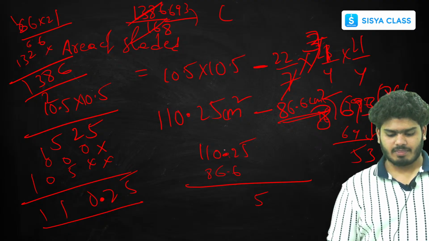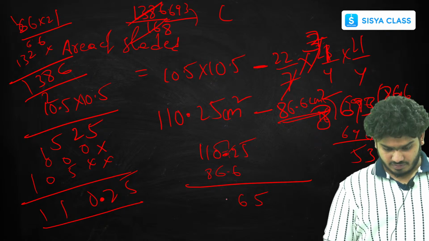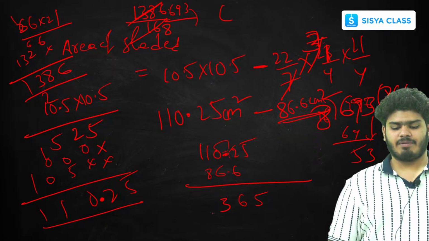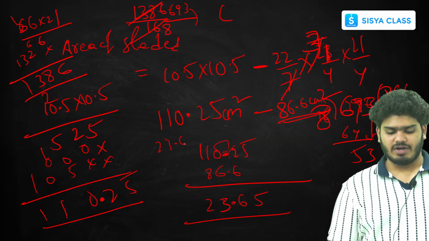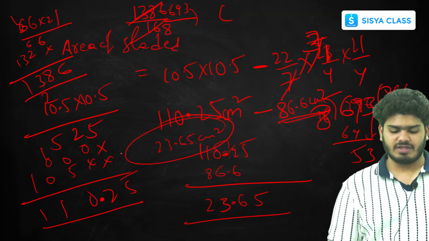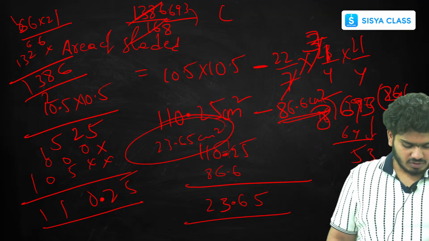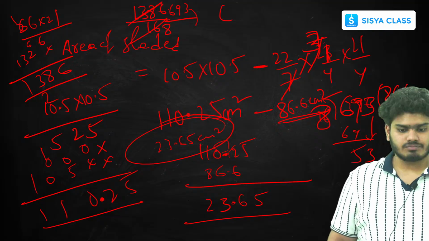5 minus 0 is 5, and 12 minus 6 is 6, and 9 minus 6 is 3. So again 10 minus 8 which is 2. Remaining, what is it? 23.65 centimeter square is the area of the shaded region here. So I hope it is clear for everyone, right?